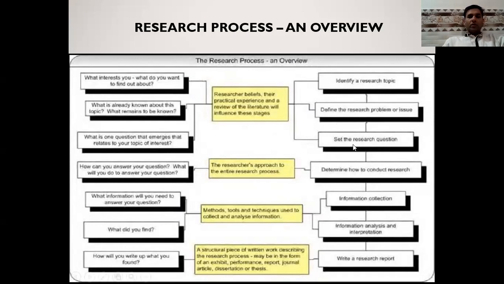At this point, I want all of you to revisit your research question as well. If you think you need to revise it, add to it, or rephrase it, please do that. Later on, determine how to conduct the research. Probably all of you will be at this stage. You approach the entire research process as a researcher: determining how to conduct the research, collecting information, analyzing and interpreting it, and writing a research report.